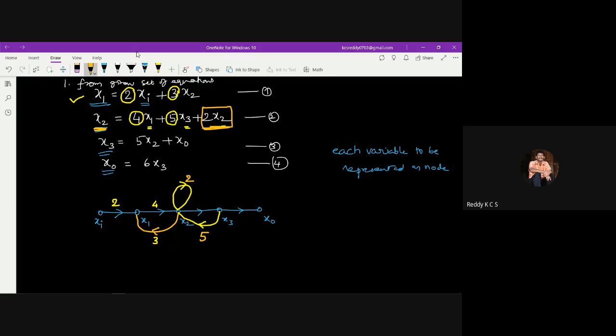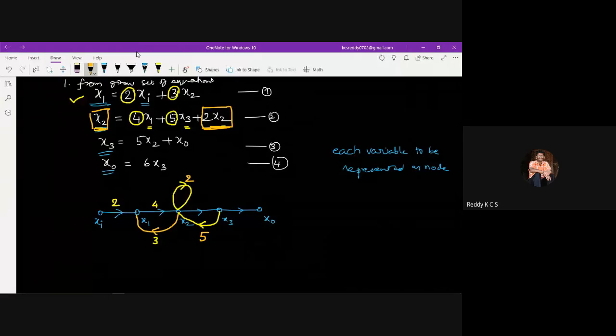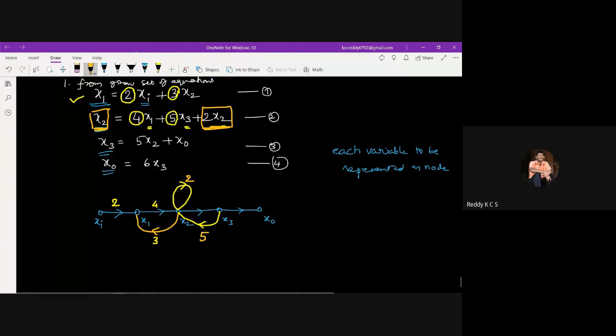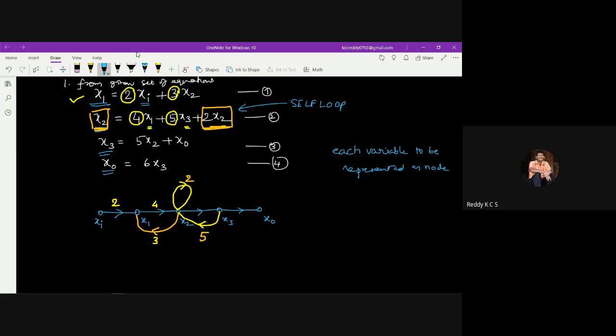Because we are writing the equation for variable x2, if 2x2 is represented on the right side, then it represents a self loop, with the same variable x2 at both points. So that represents a self loop. You need to represent the branch gain of 2 here. That is the second equation which you have represented.